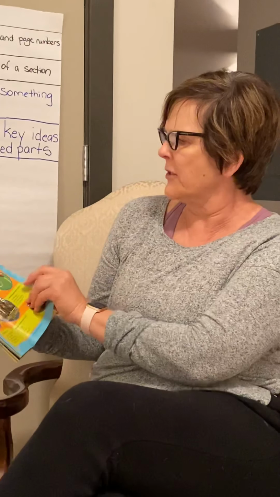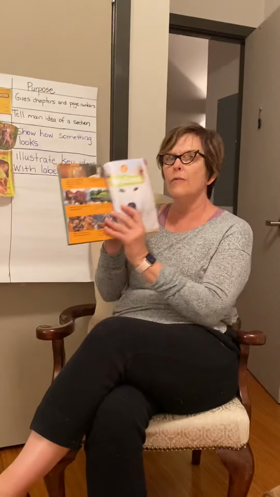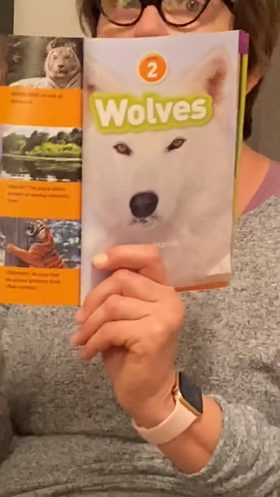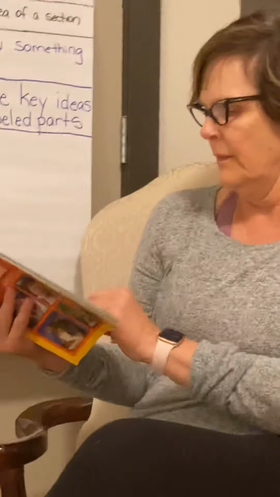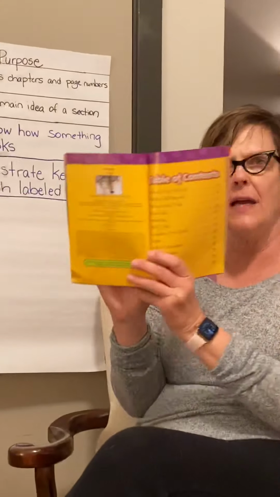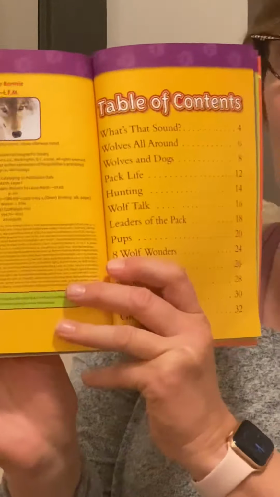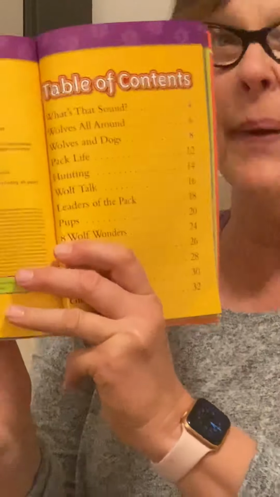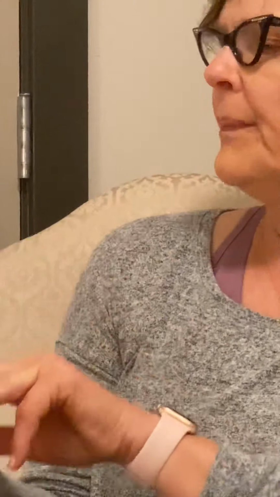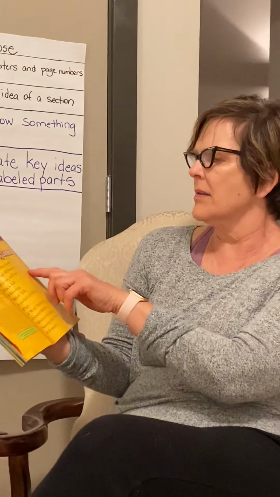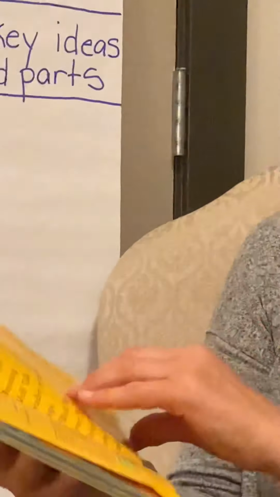So let's read our book, our chapter, Wolves. That's a beautiful photograph right there. Beautiful. Here's our table of contents. I'm not going to read this whole thing. Remember we talked about that? You don't have to read the whole thing, but I'm going to pick a few that I like. I think we'll talk about wolves and dogs on page 8.